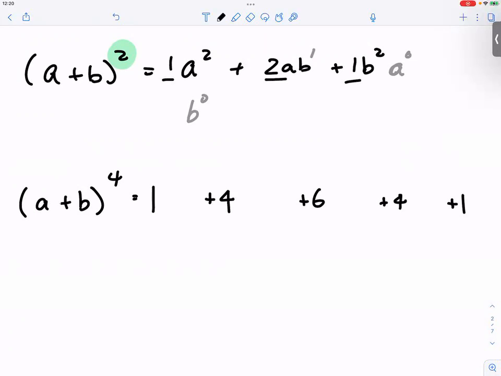Now, let's take care of the a term. The first term right here, it's a to the what power? 4th power. The next term will be a to the what power?